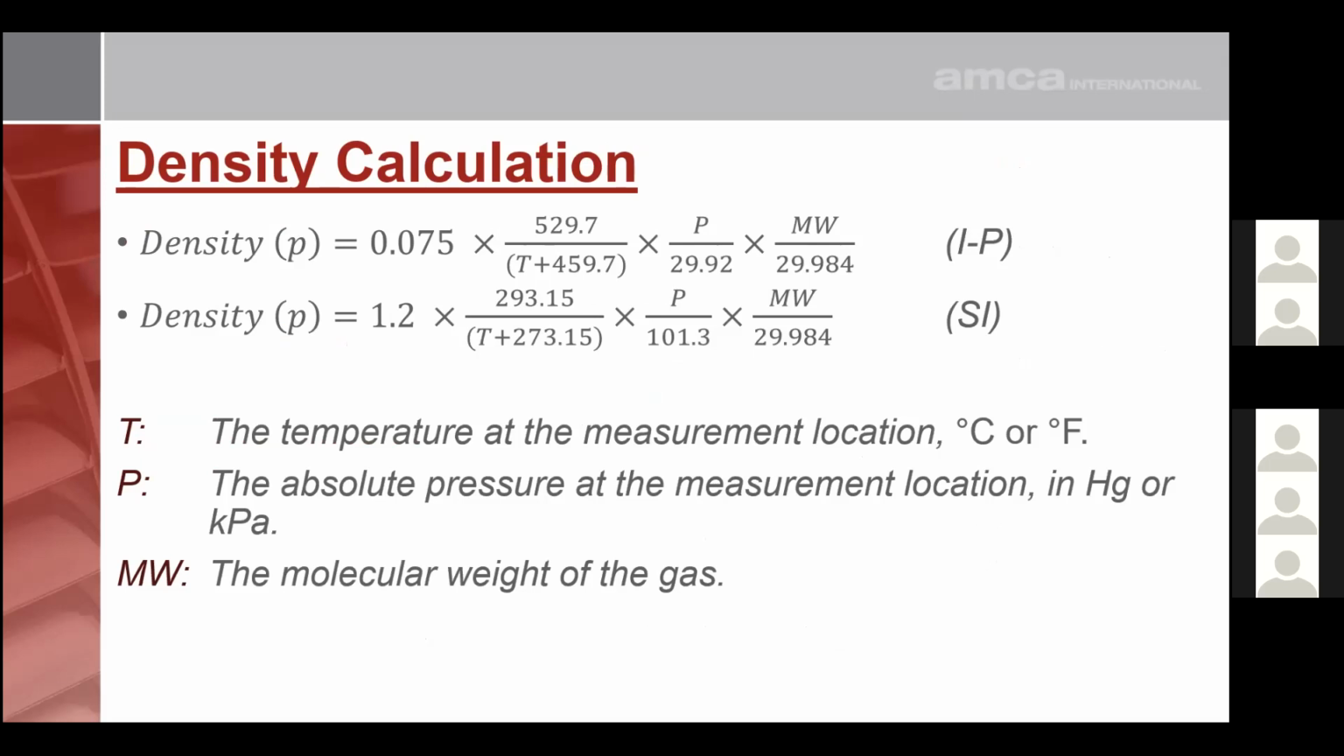I've got a couple of examples here of how density is calculated. We'll look at the inch-pound option here, and density at 70 degrees Fahrenheit at sea level is approximately 0.075 pounds per cubic foot. And then it can be corrected for temperature, barometric pressure, which is P, and also the molecular weight of the gas being moved.